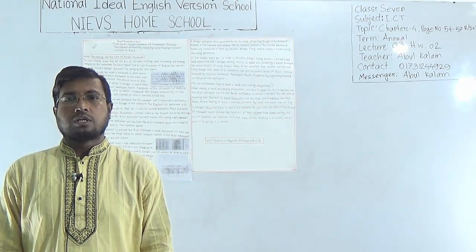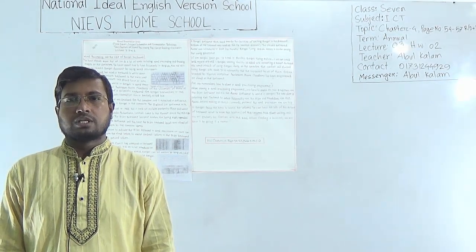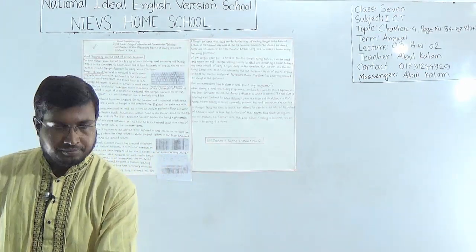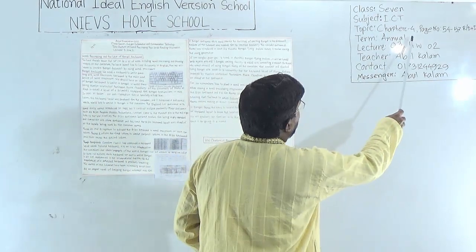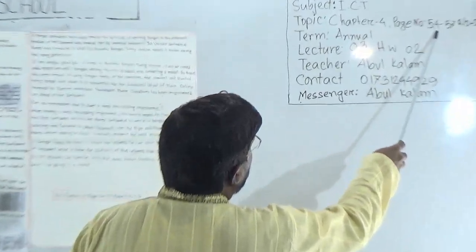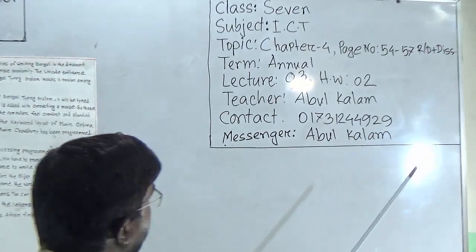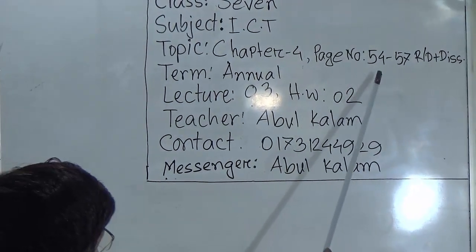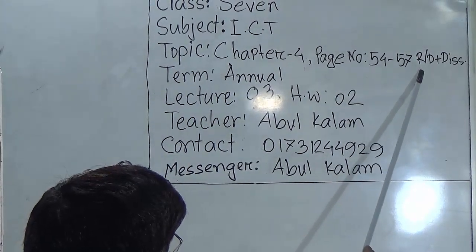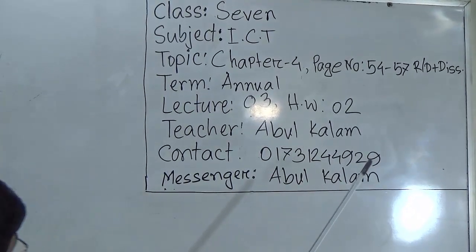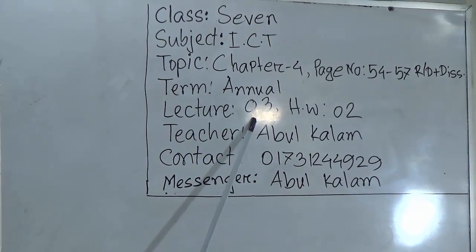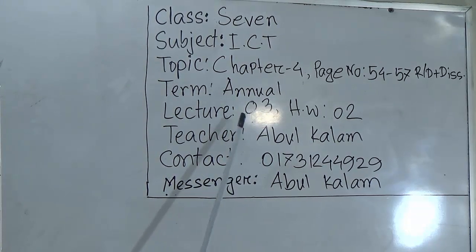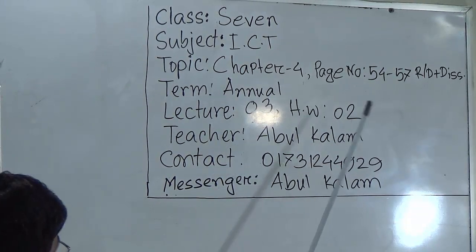Today I am going to conduct an Information and Communication Technology class for the students of class 7. Our today's topic is Chapter 4, page number 54 to 57, Reading plus Discussion. Today is our third class and SW number 2.